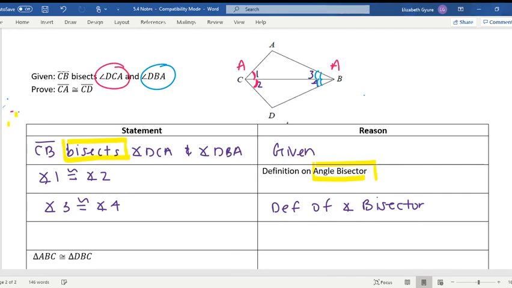Now we need a side. We've run out of information from our given. We'll take a look at your picture. Is there something special happening in our picture? There is a shared side. What could we call this shared side? Take a look at its endpoints. What would we name it based off its endpoints?